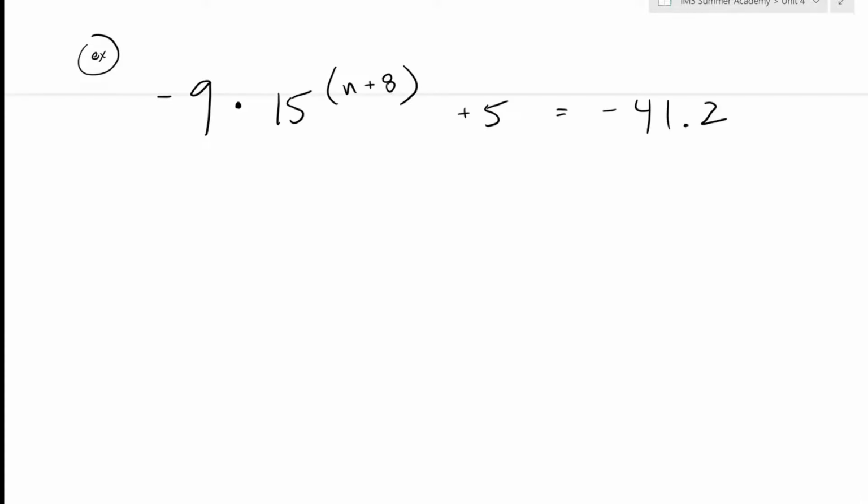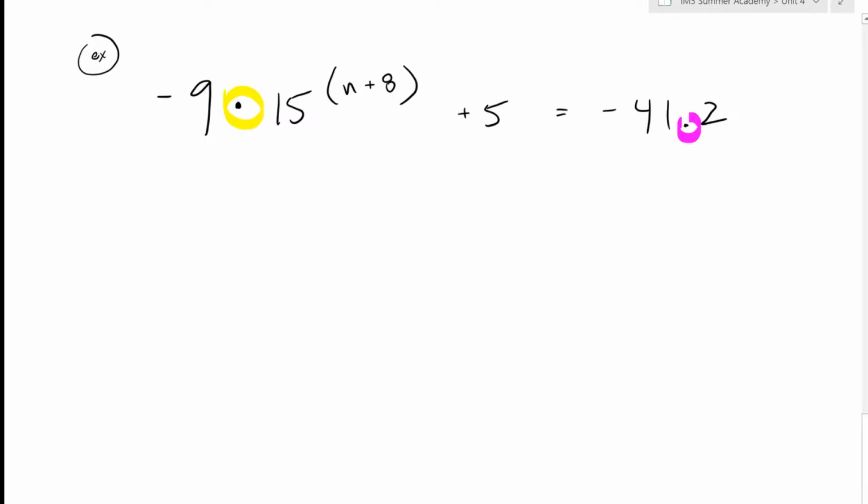All right. Now I gotta be careful here. This next one: -9 times 15^(n+8), where the up is the exponent, plus 5 equals -41.2. Now please notice the difference between this symbol, which is a multiply, you see that dot's elevated, and this symbol, which is a decimal, it's lower. Don't get this confused as -9.15. That's -9 times 15. So just something to think about there.